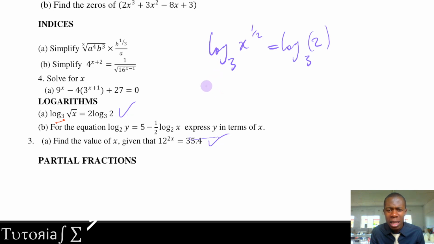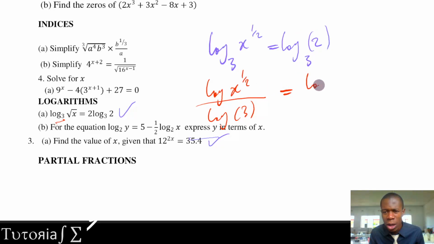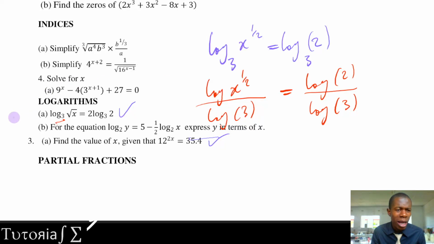So this can be written as log of x to the power half divided by log of 3. Remember that conversion rule. It is equal to, even here we can convert this to base 10, log of 2 over log of 3. Now this is in base 10 and that is in base 10. If we want, we can directly calculate this on our calculator.